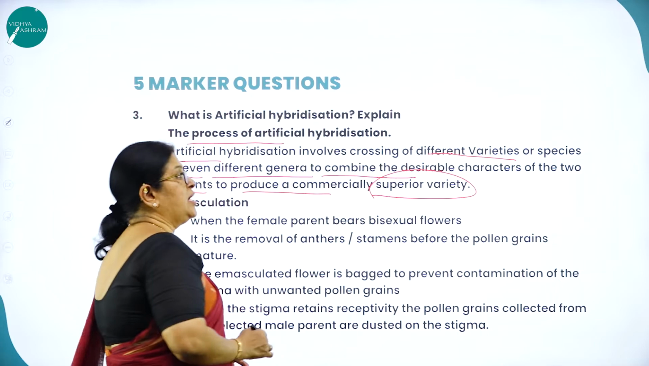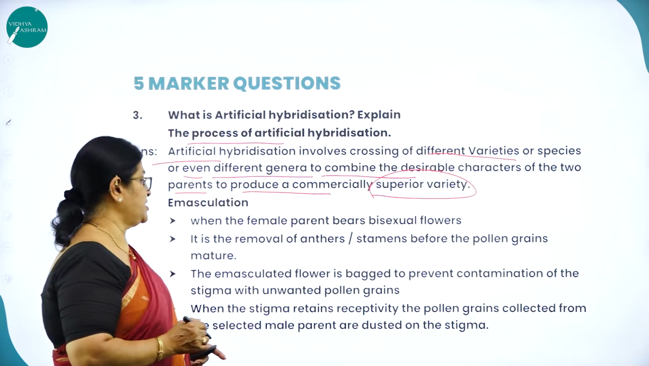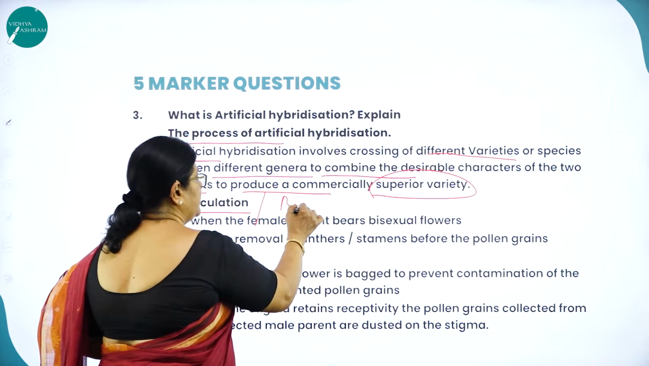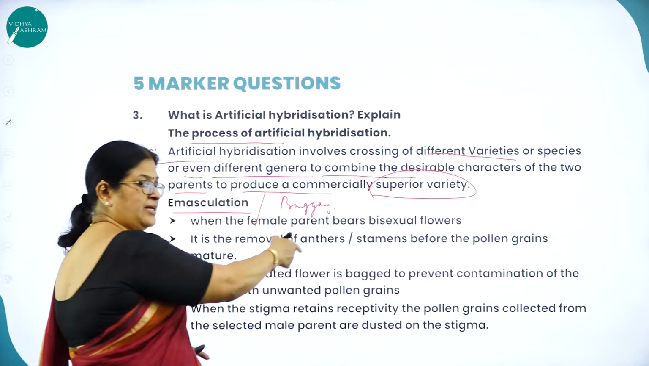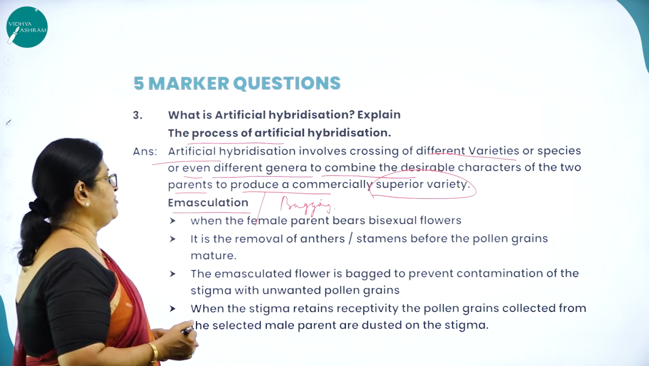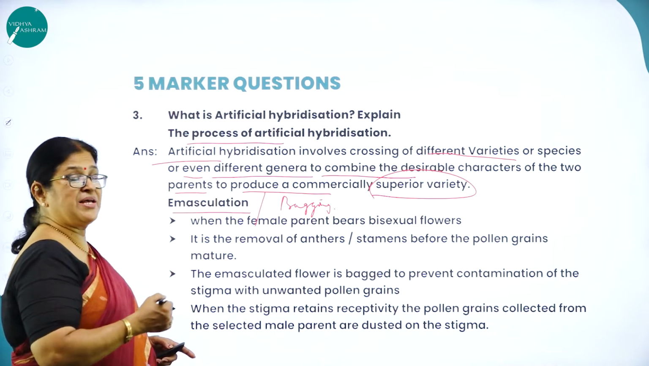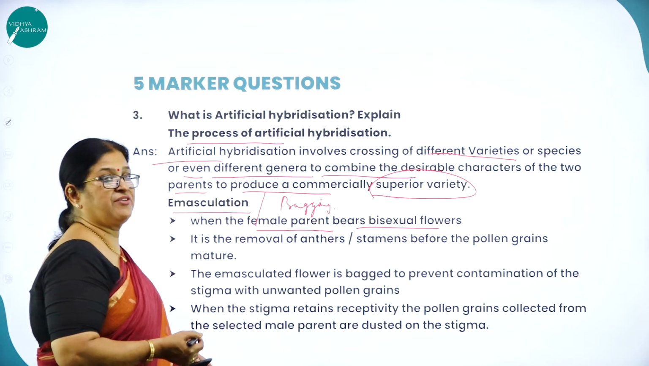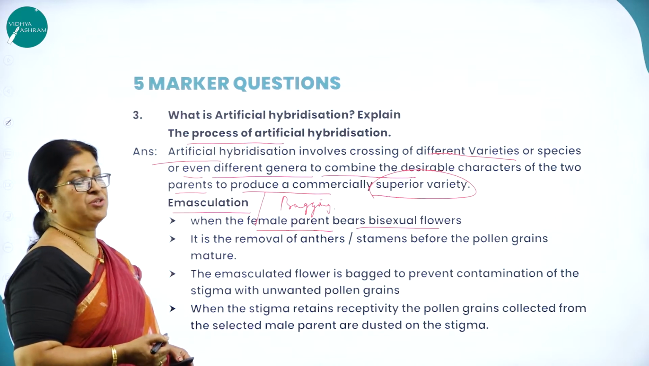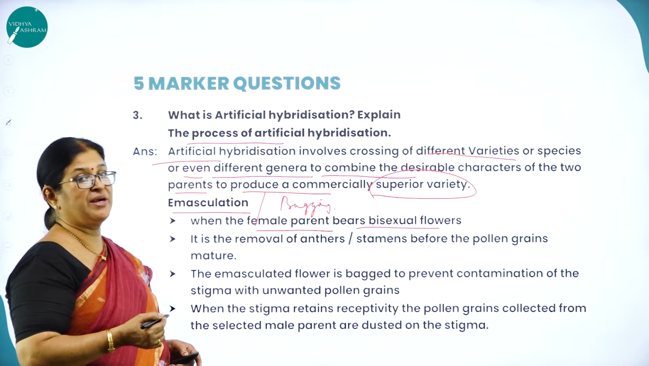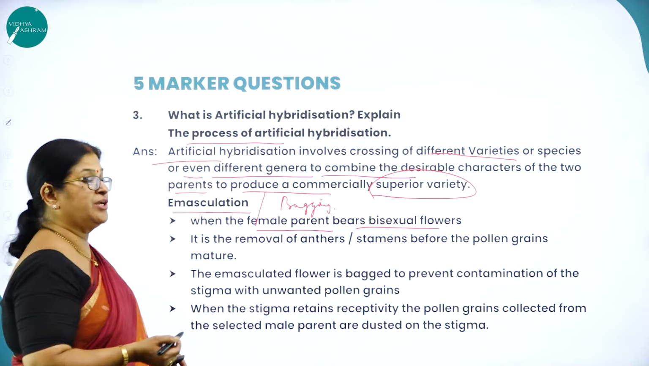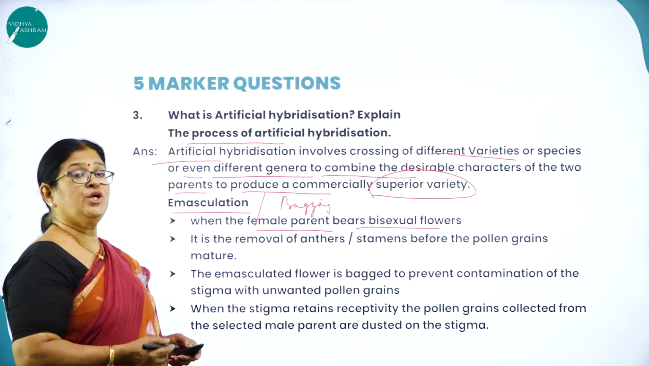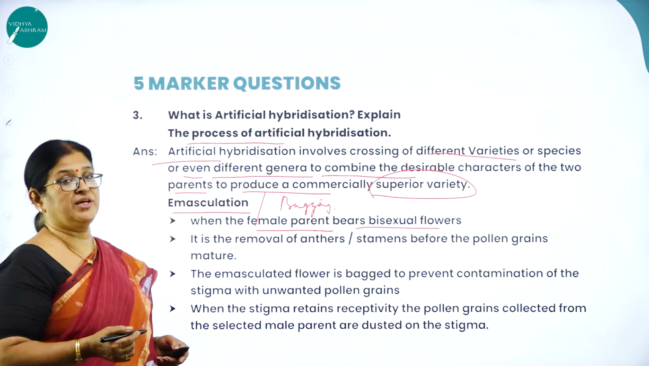Very important, right? How is it achieved? Artificial hybridization is achieved by two very important techniques. One is called emasculation, the other one is called bagging, which I am going to discuss in the coming slide. So emasculation, the very word itself will tell you. And this emasculation is needed when the female parent bears bisexual flowers. So if it is a bisexual flower where we come across both the male and the female parts, the chances of pollen grains falling on the stigmatic surface of the same flower are more. So as I said, you want to dust the pollen grains of your desire on the stigmatic surface. So you need to avoid the falling of unwanted pollen grains on the stigmatic surface.